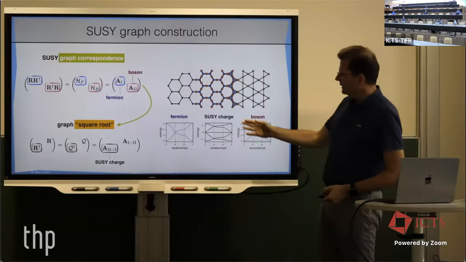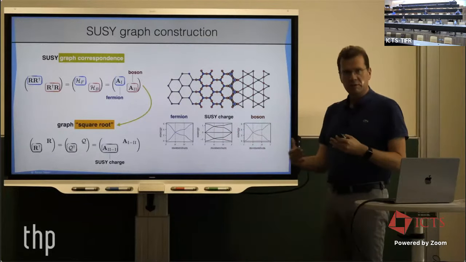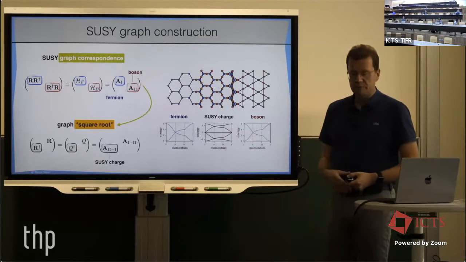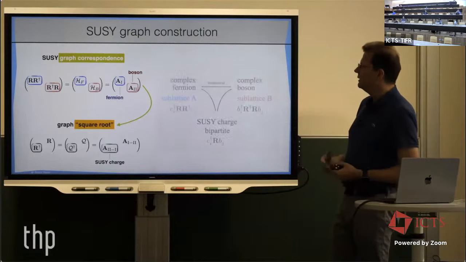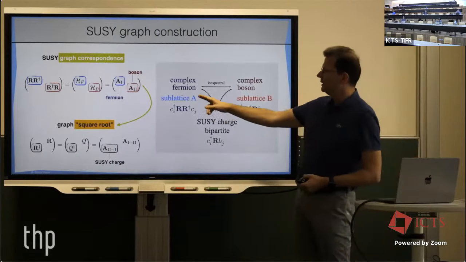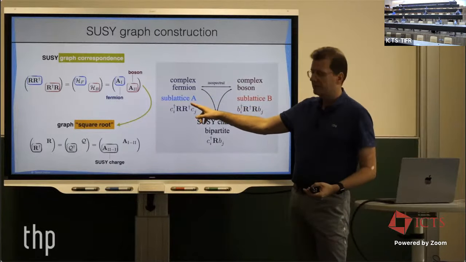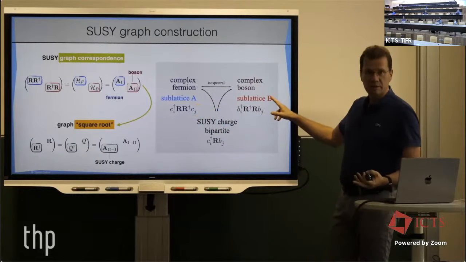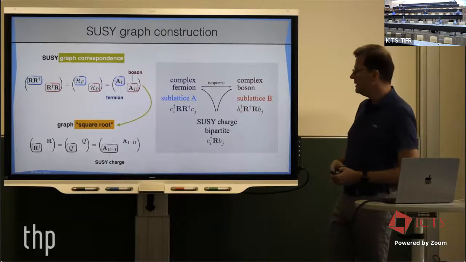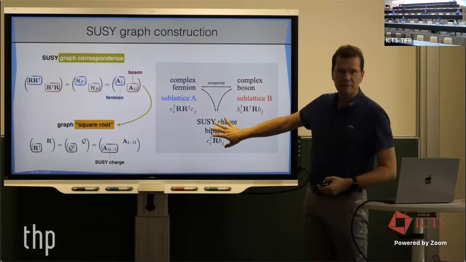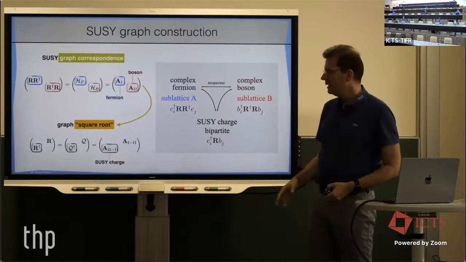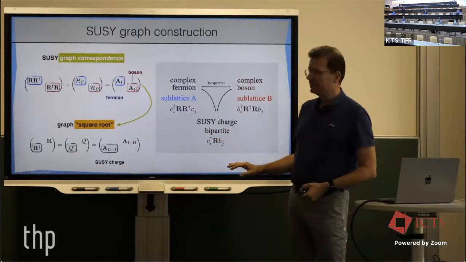So this is a way that I can connect these lattice geometries with one another. And what I do at the end of the day is that I identify a fermionic model on sublattice A with, via supersymmetry, a bosonic model on sublattice B, and a supersymmetry charge model on the entire bipartite lattice.